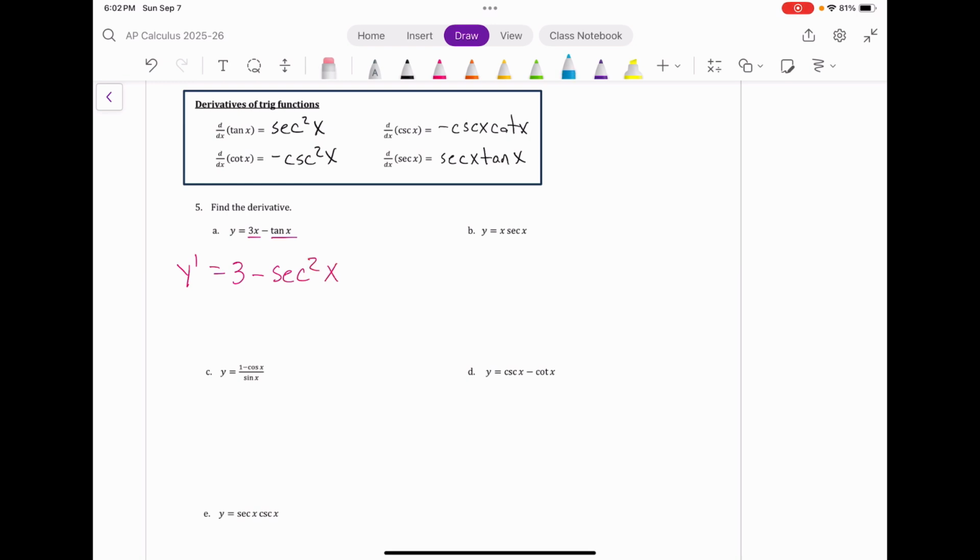All right, on B, we have x times secant x, so we have to apply the product rule here. So y prime is going to equal the derivative of x, which is 1, times secant x, plus x times the derivative of secant x, which is secant x tangent x. And we can just drop the 1. Now, we could factor out a secant x out of both terms, but it's okay to leave it like this.